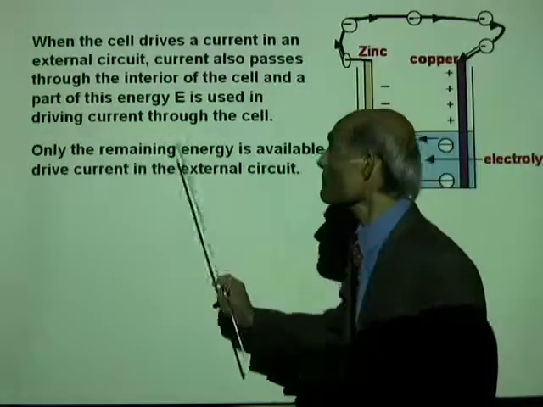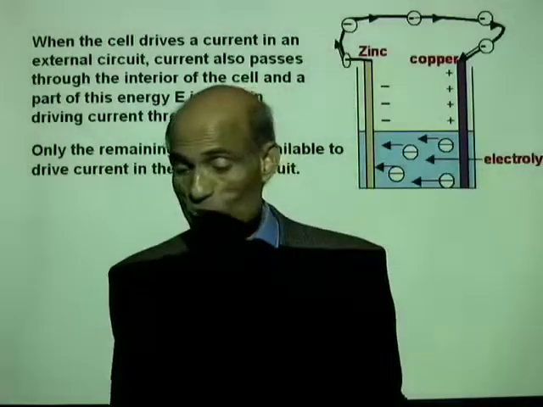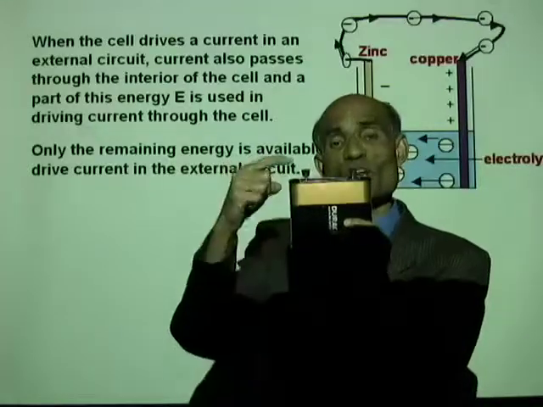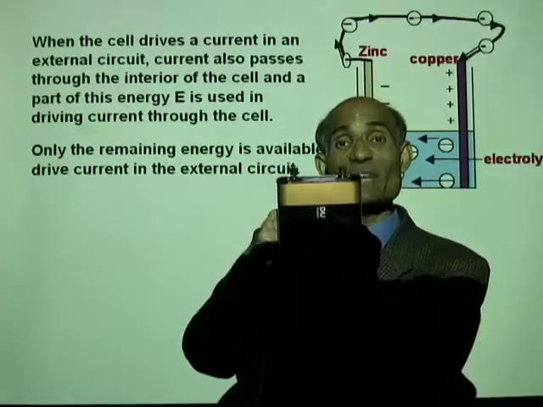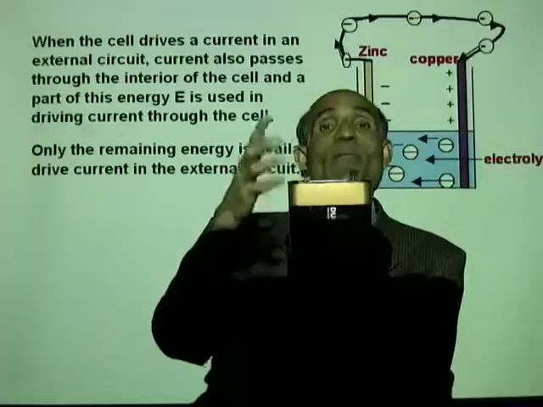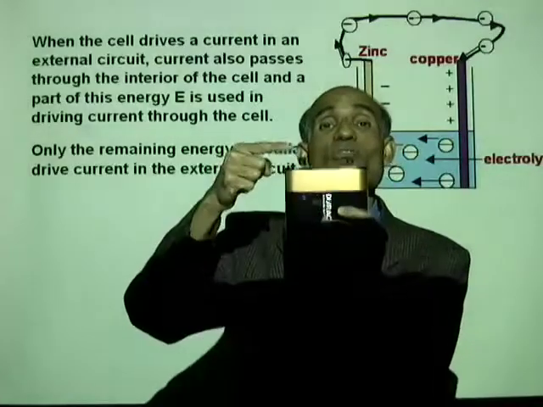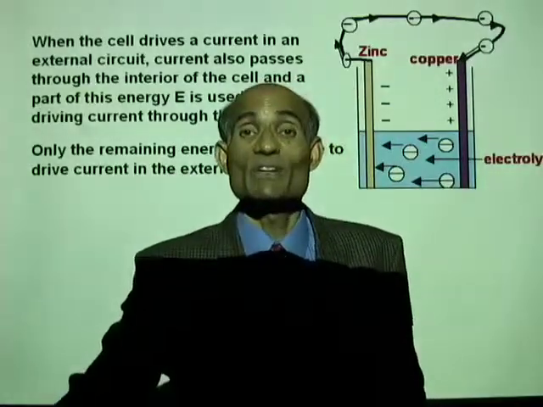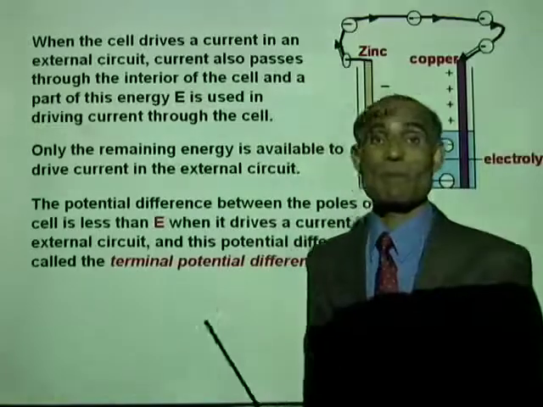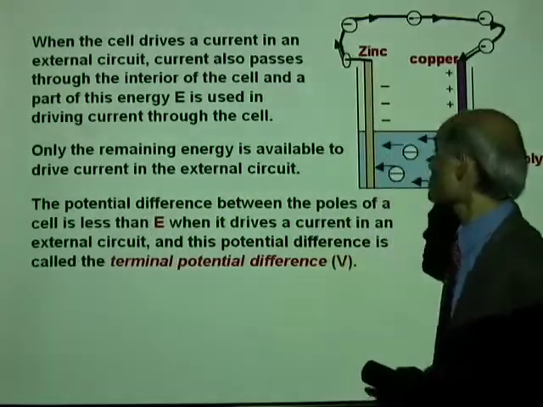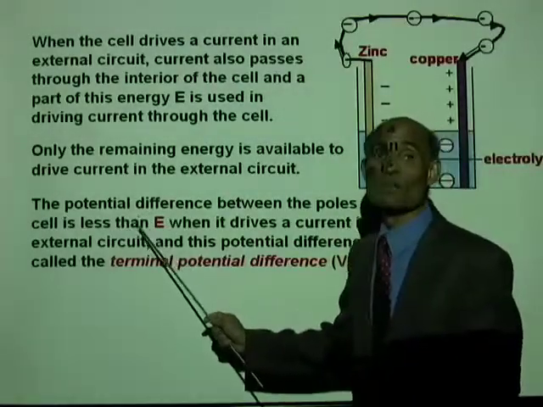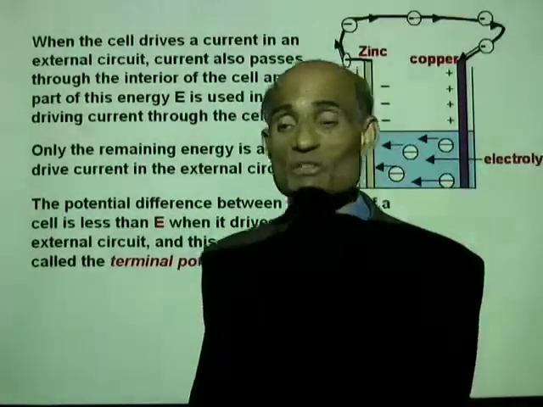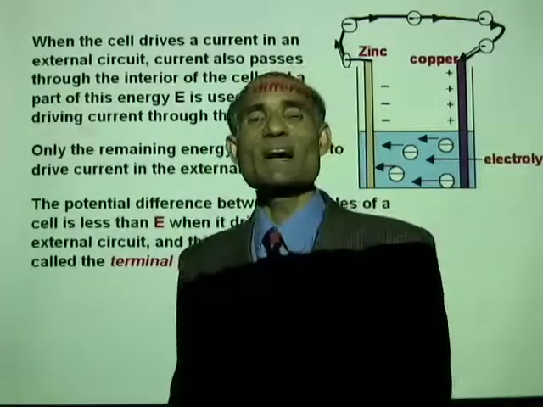Now, only part of that energy, part of the electromotive force, is used in driving current internally through the cell. That means only the remaining is available to drive current externally when there is a conductor connected externally. The potential difference between the poles of a cell then becomes less than E. I want you to understand this very well. I will demonstrate that in a minute.